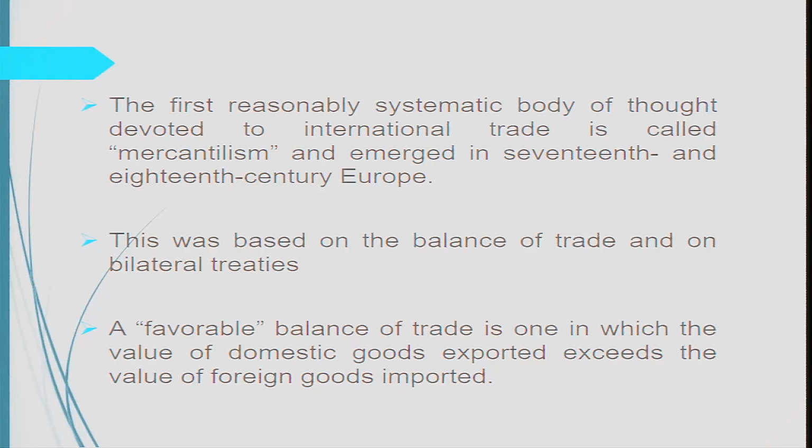Next, the first reasonably systematic body of thought devoted to international trade is called mercantilism and emerged in 17th and 18th century Europe. Later on, these ideas got finally embedded in the concept of later mercantilism. This was after the Industrial Revolution that started in Europe. With the Industrial Revolution, there was great scientific progress, and after this, the nations wanted to sell their technological skills to other countries. So they connected it with the concept of mercantilism.